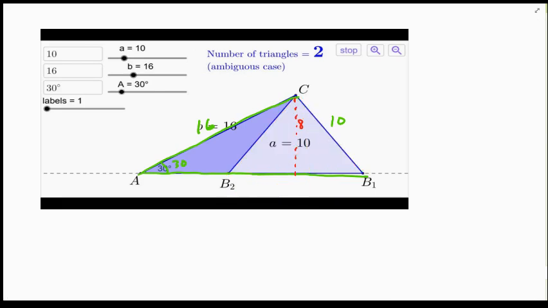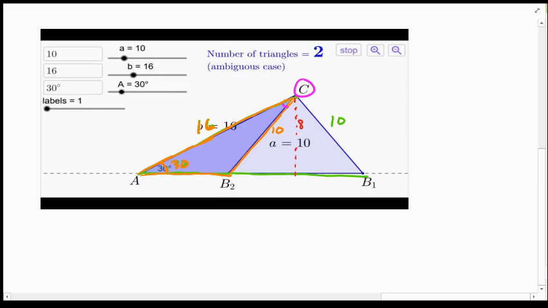So what I see here is that there is a second triangle that is created by the information that we were originally given. This orange triangle that I've outlined still has an angle of 30. The adjacent side is still 16, and the opposite side is still 10. But what you notice is that top angle, in this case angle C, is different.